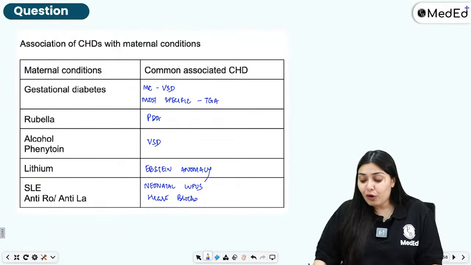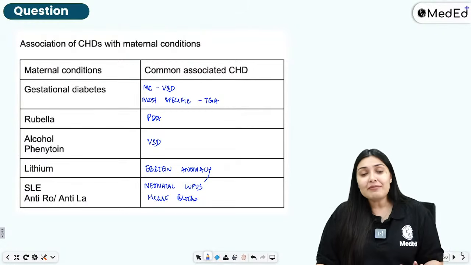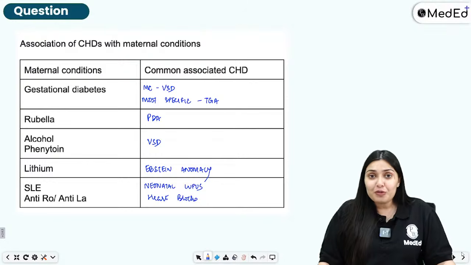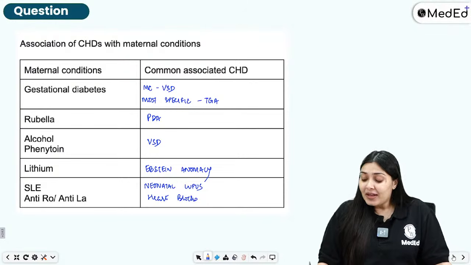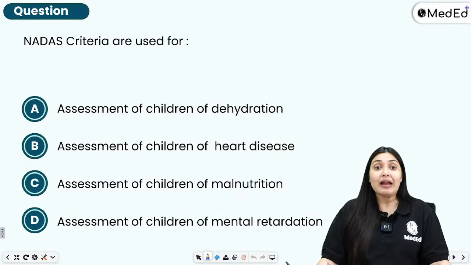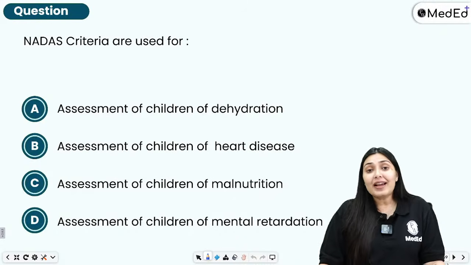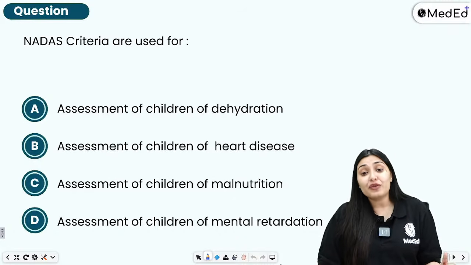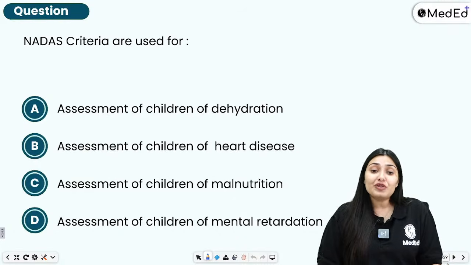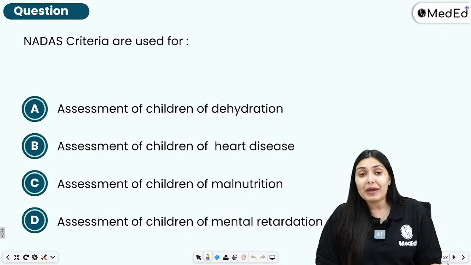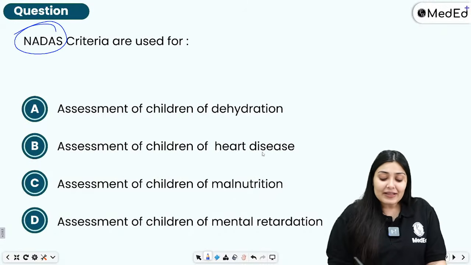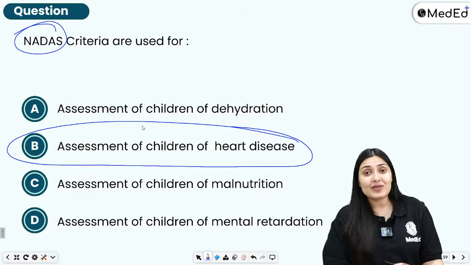Right? So these two important tables of CHDs are very important for both your INI exam as well as your NEET PG exam. So don't forget to brush them up just before the exam. Let's move to the next question. NADA's criteria. NADA's criteria are used for assessment of dehydration in children, assessment of children with heart disease, assessment of children with malnutrition, or assessment of children with mental retardation. So remember, this NADA's criteria is devised for the assessment of children with heart disease.